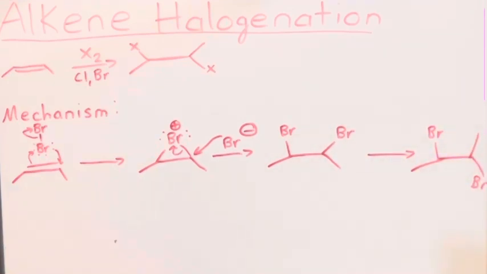So it's a pretty simple mechanism. We just need to pay attention to how we order our bromines at the final step to get a correct end product. And other than that, that's the complete reaction and mechanism for alkene halogenation.